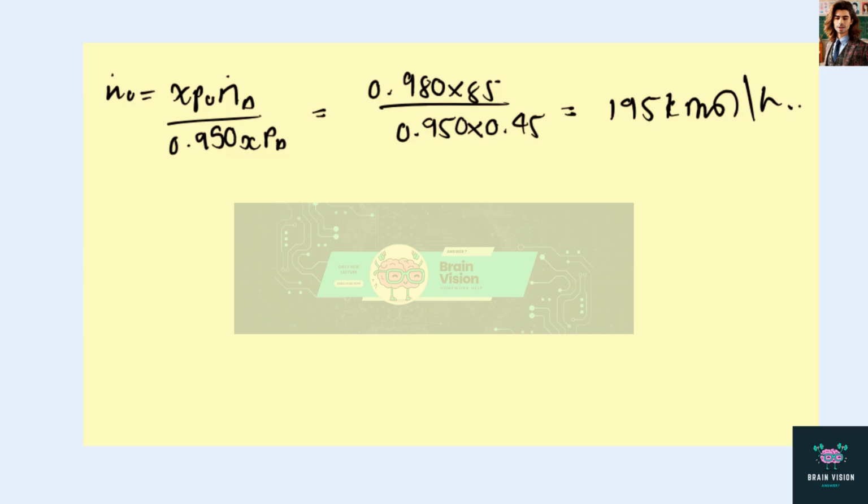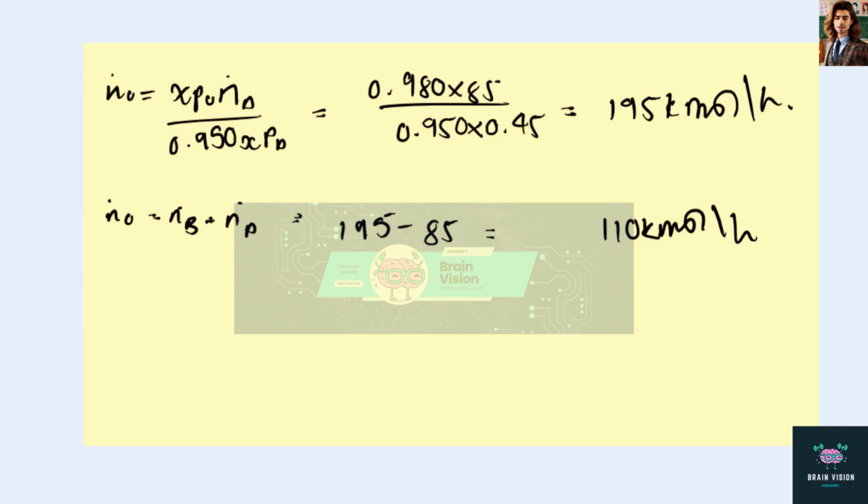Continuing on, we have a molar flow rate of the residue. So we've just calculated for the feed. So now the molar flow rate for the residue, N equals NB, add ND. So what we have is 195 subtract 85, that leaves us with 110 kilomole per hour. Next we can look at the mole fraction.